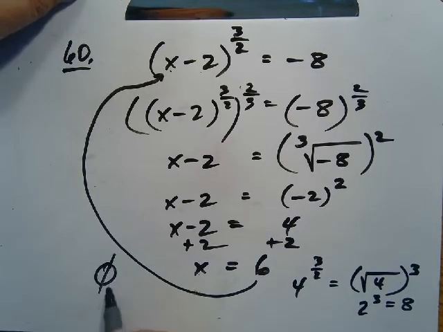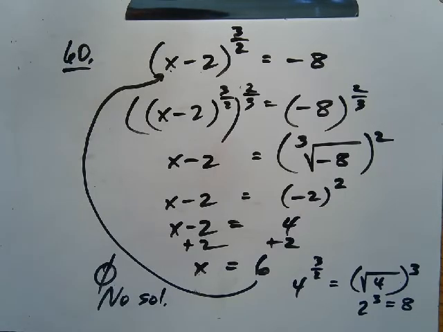So in this problem, there's no solution. And if the book or the test asks you for any extraneous answers, you'd have to say 6 was an extraneous answer. It didn't work, but it was one of the answers you came up with. So sometimes I'll ask you not just for the answer, but for any answers that didn't work in the original problem. So this one has no solution, even though 6 came up as an extraneous solution. Next problem.